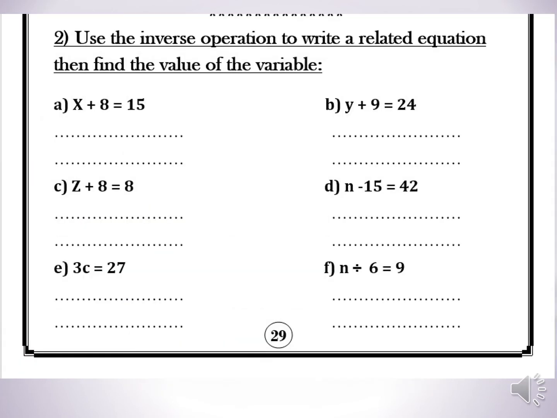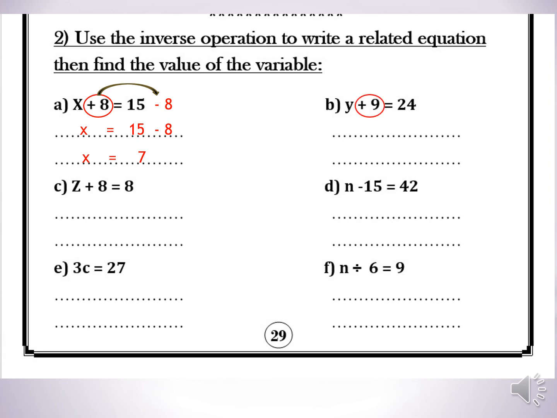In number 2, use the inverse operation to write a related equation, then find the value of the variable. It means solve the equation or find the value of the variable, which is x, z, and the variable. So, in letter A, I have x plus 8 equals 50. Circle the 8, send it to the other side with the opposite sign. So it will be minus 8. X equals 15 minus 8. So x equals 7.